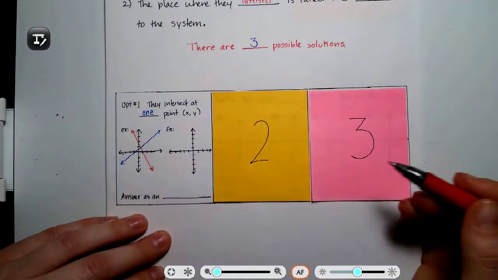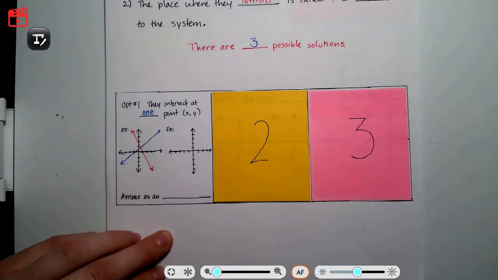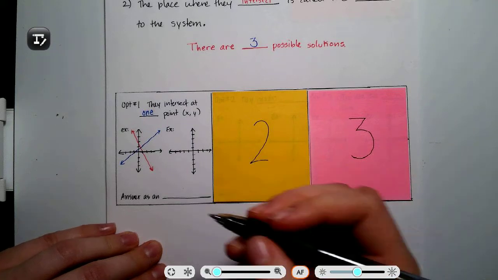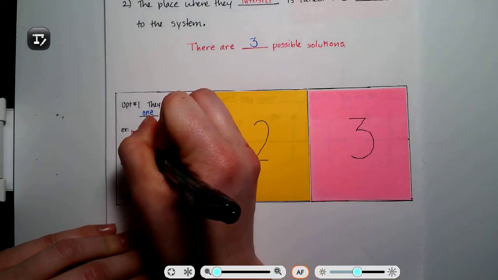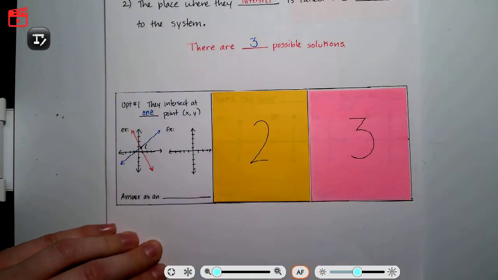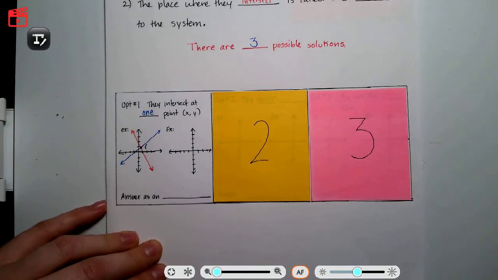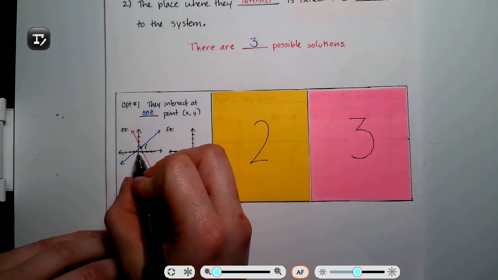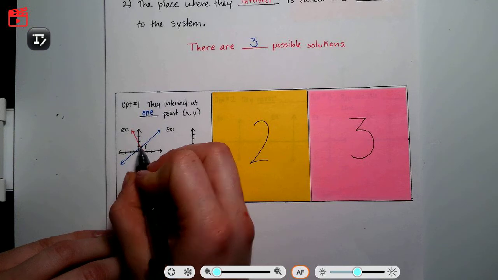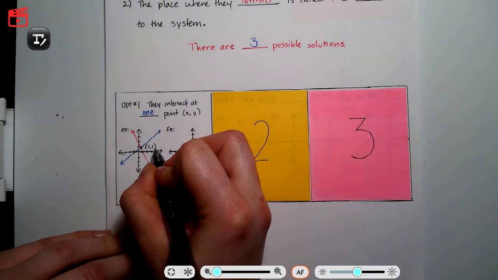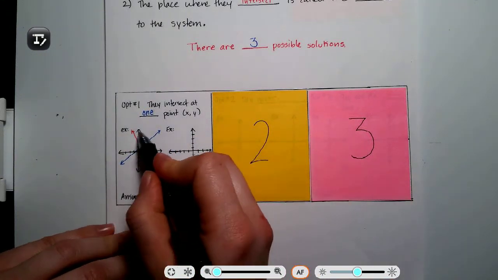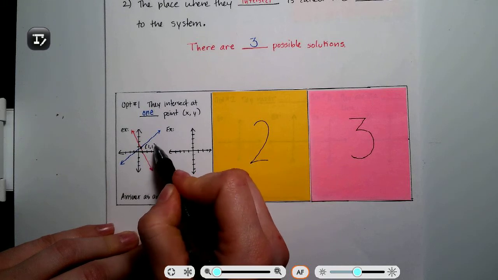Okay, so I have drawn my system, two lines. What would the solution be, or where they intersect? Right here. And because this is a hand-drawn graph, I'm not going to have a perfect answer, but it looks like they intersect at the coordinate point 1, 1. So my answer for this graph would be the point 1, 1.